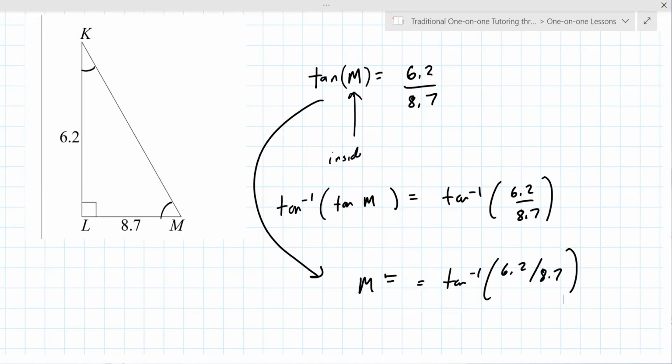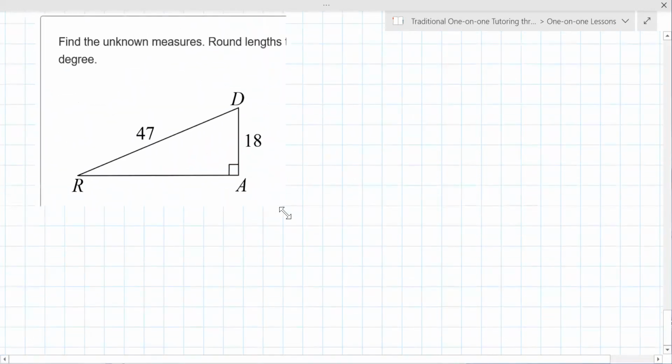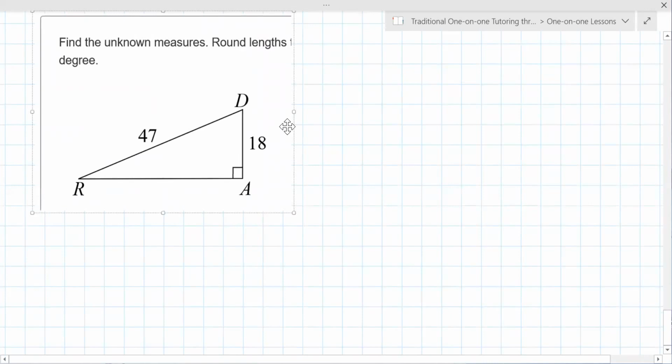It's 35.47. Okay, all right, perfect. So let's go to the next triangle here, and we're going to do kind of the same thing. So this time, let's do R. In relation to R, what is 18 and what is 47?